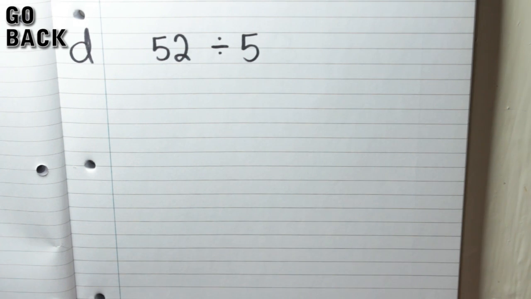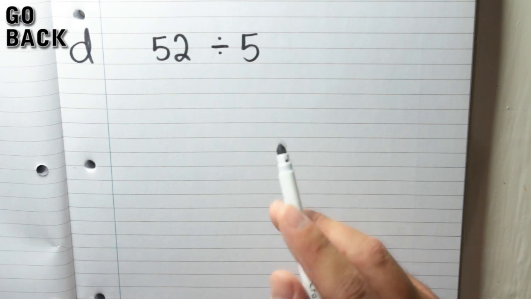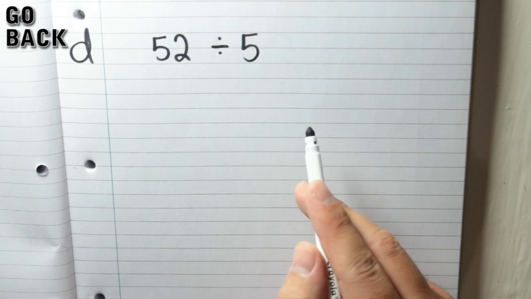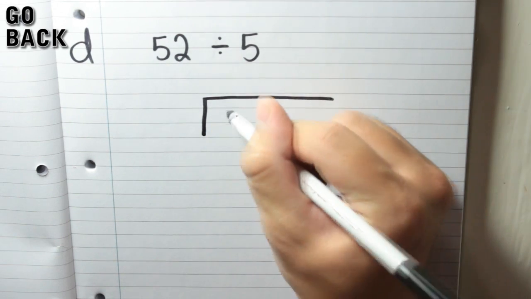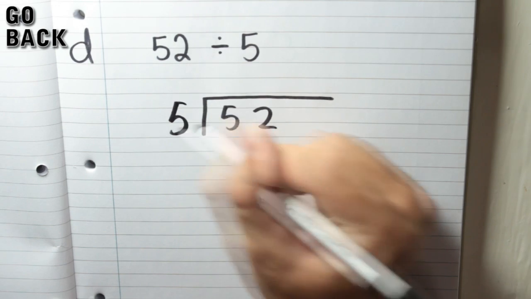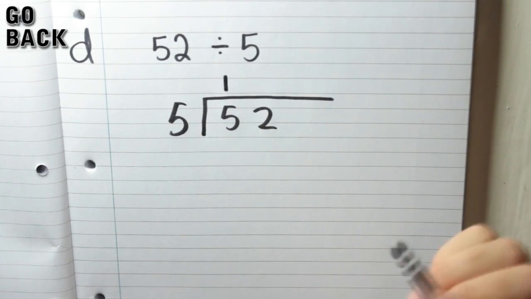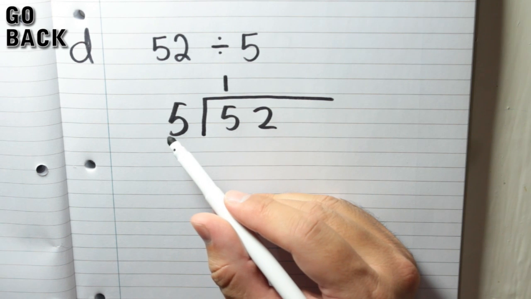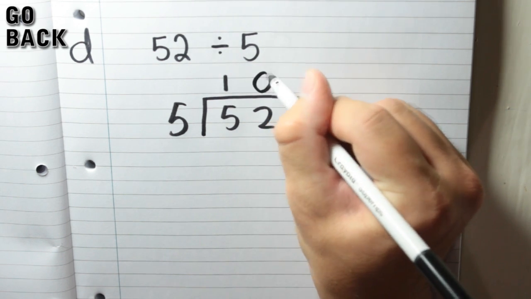Part D, another division question, 52 divided by 5, but this time we're going to have to extend our number inside the bus stop. You'll see what I mean. So here's our bus stop, 52. The number you're dividing by goes at the front. How many 5s go into 5? 1, exactly. How many 5s go into 2? Now that would be 0.